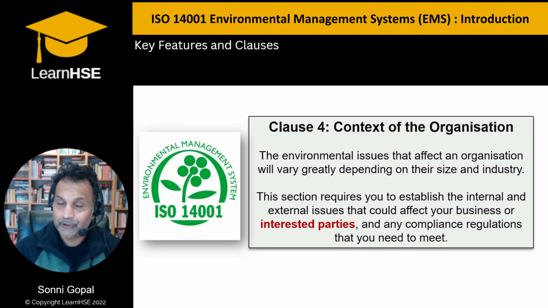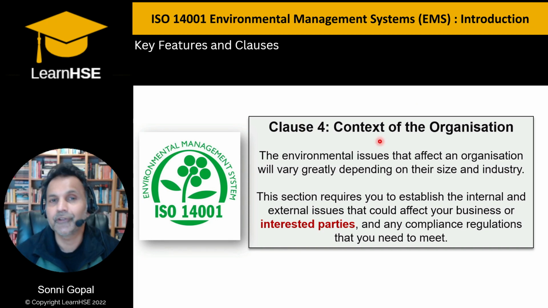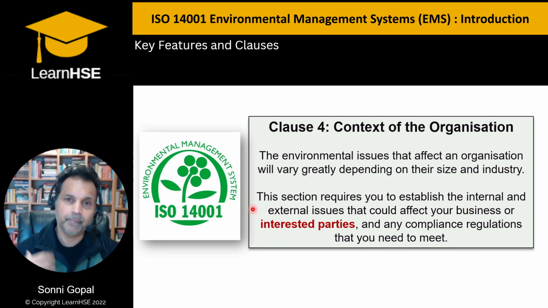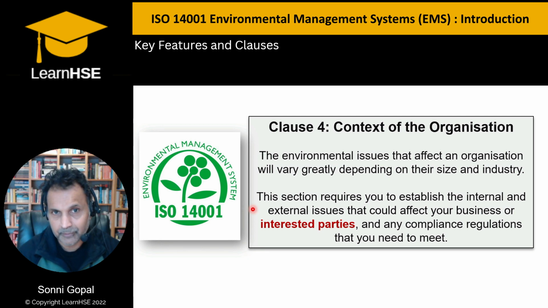Let's start first with Clause 4. Clause 4 is all about the context of the organization. And here, the environmental issues that affect an organization will vary greatly depending on their size, complexity, and the type of industry that they're in. In this section, what's required is we need to establish internal and external issues that could affect the business or interested parties, and any compliance regulations that you'll need to meet from an organizational perspective.